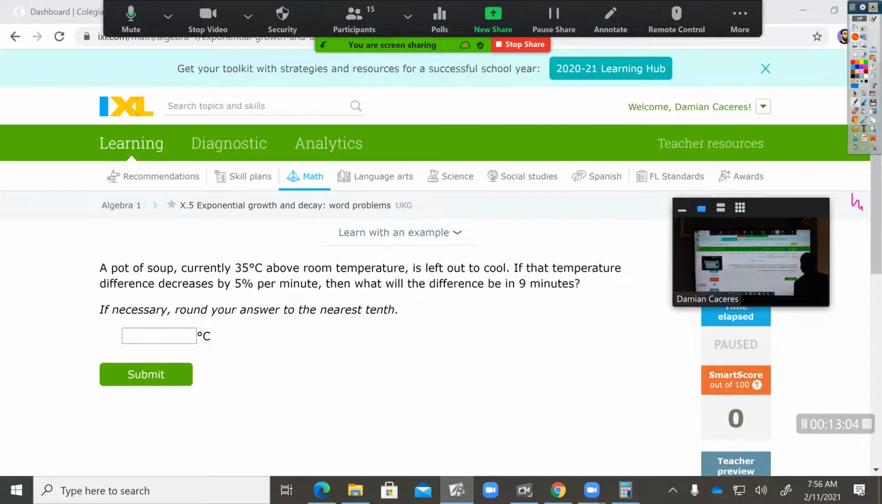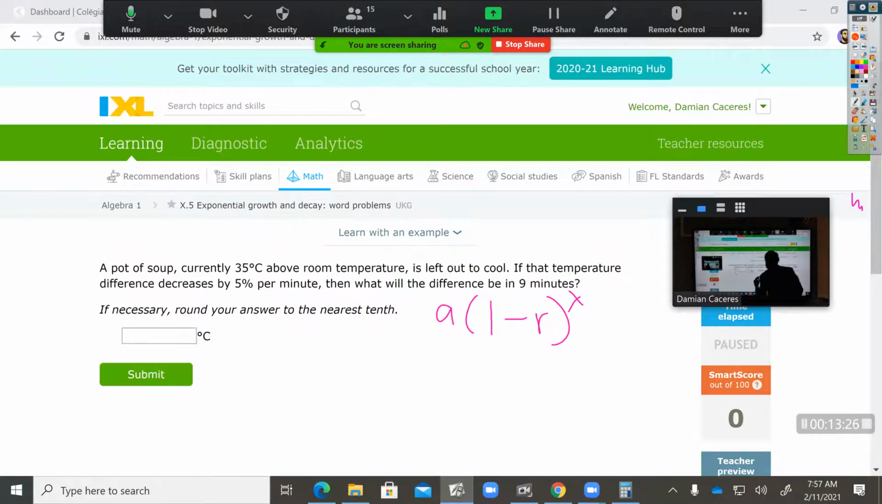So first of all, is this a growth or a decay? It's a decay. What tells you? It's left out to cool. When something cools, the temperature drops. So we know this is going to be 1 minus R in the parentheses.